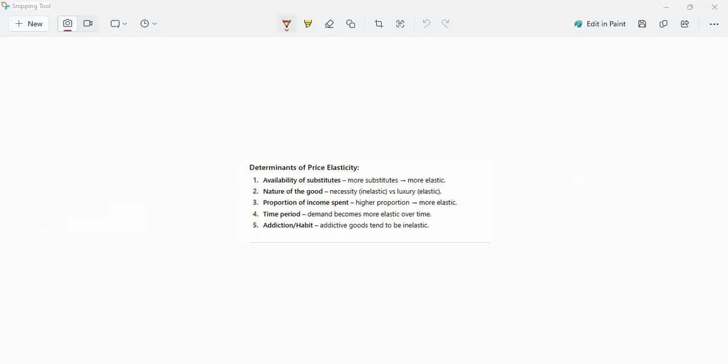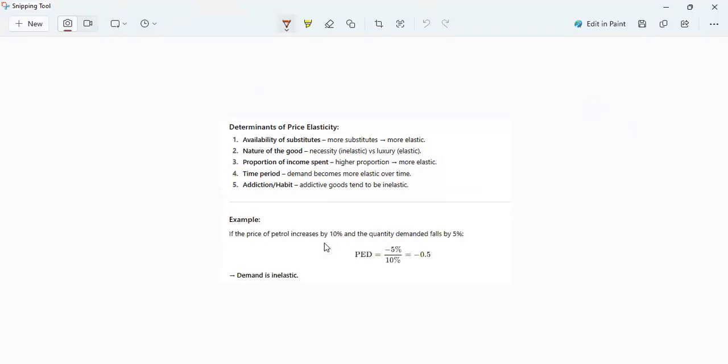So we looked at an example. Elasticity of demand, we said, is percentage change in quantity over percentage change in price. So if the price of petrol, for instance, increases by 10% and the quantity demanded falls by 5%, so you put negative 5%, and the price increases by 10%. So if we divide 5% over 10%, we get 0.5. So this means that demand is inelastic.